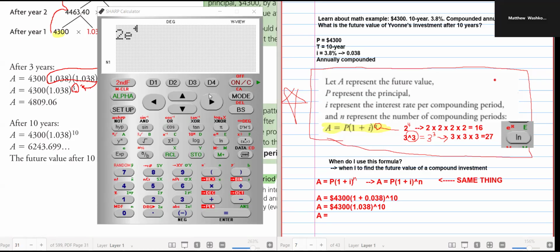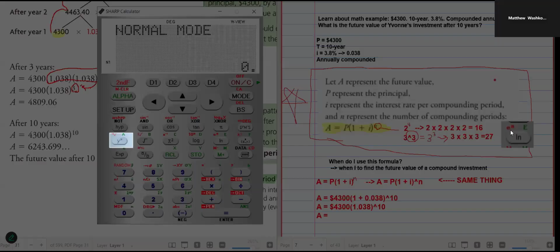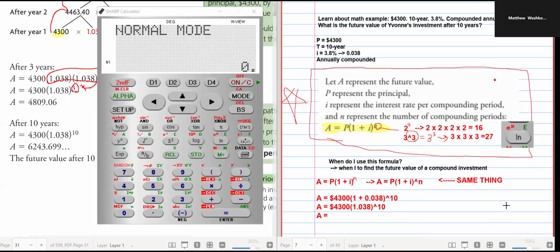So, long story short, oh, that's not right. Wait, what? Where's the? I goofed up on you guys. Oh, my bad. Sorry, guys. Again, everyone makes mistakes. Yeah, it's this one. It's y to the power of x. My bad, guys. I apologize.